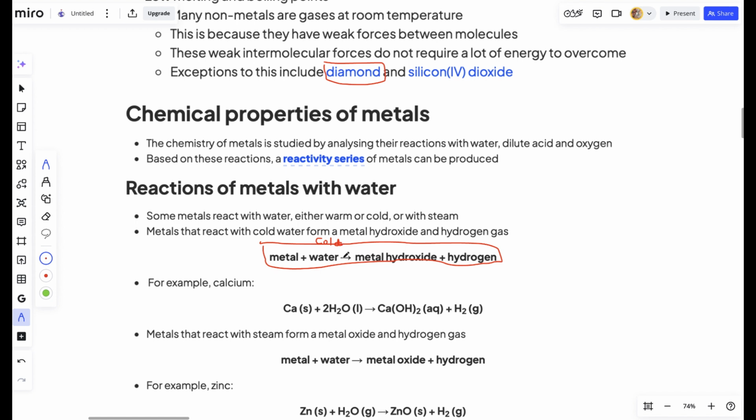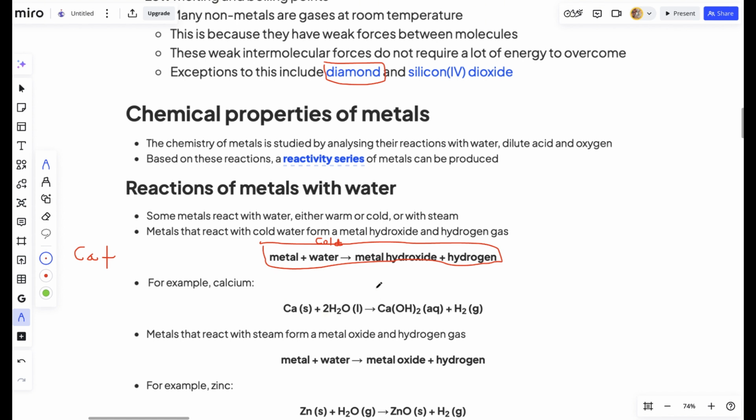So when metals react with cold water, they form metal hydroxide. Like in one of the chemistry exam papers we saw, they say calcium reacts with water, and you should write an equation for it. This question was in the chemistry exam you guys did, and you have to be able to do it. It's in your past paper. Go check. Calcium reacts with cold water to form calcium hydroxide and hydrogen gas.